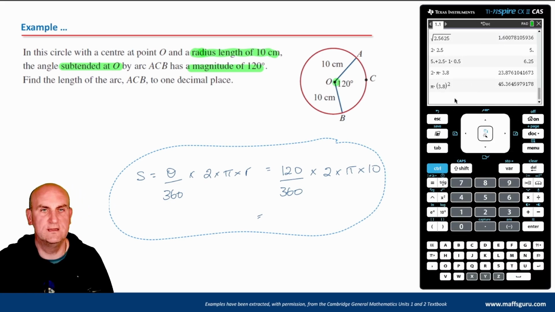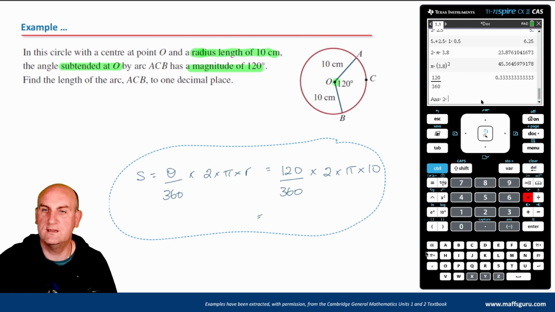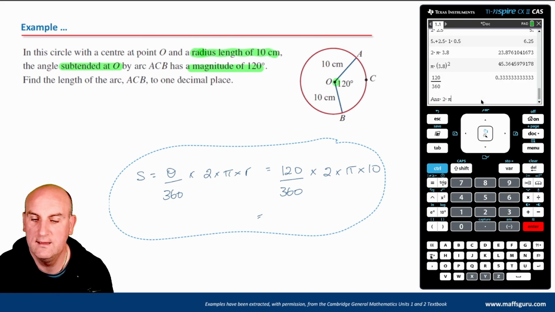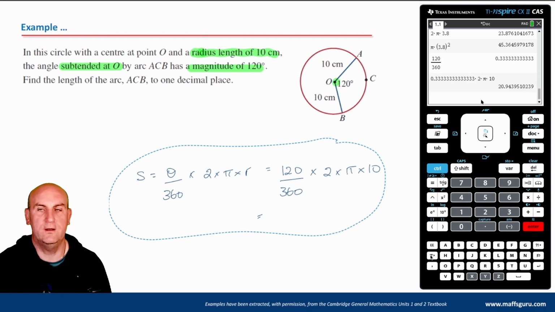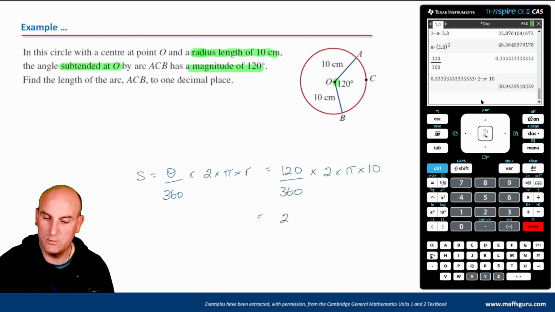Let's see what happens. So what do I want? I want 120 divided by 360. Hit enter. I'm going to times that by 2, times it by pi. So there's my pi button on my calculator. And times it by 10. Hit enter, and out comes... Oh, we've got to do it to one decimal place. Always good to make sure that you know what accuracy. 20.9. And we want it as centimeters.